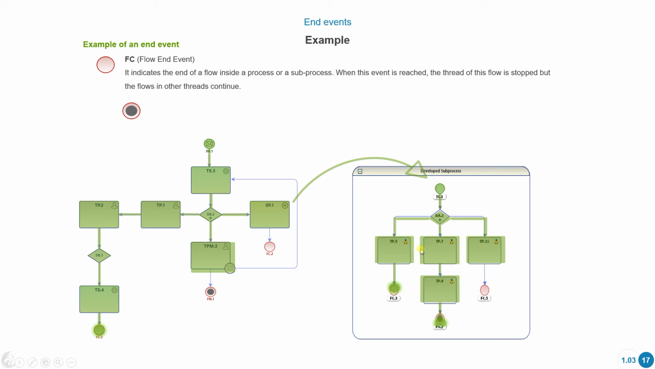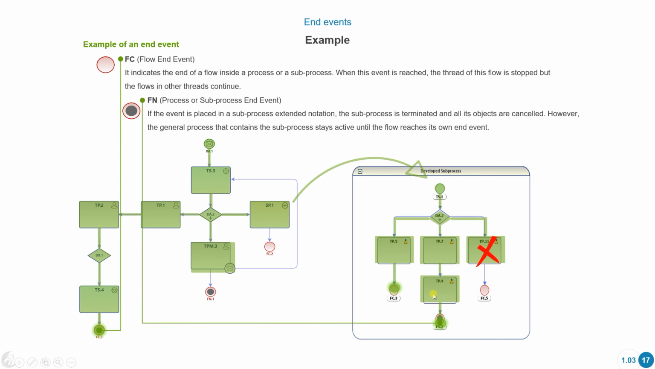Inside of the subprocess, this task finished and this other task finished too. So what's going to happen when the flow arrives at the Fn? The Fn is an object that allows us to either finish entirely a subprocess or the main process. Since the Fn was here inside of the subprocess, it's going to cancel whatever was inside of the subprocess. In this example, we have a personal task that should have been performed, but this person didn't perform it. Well, since the flow arrived at this object, this task is cancelled.